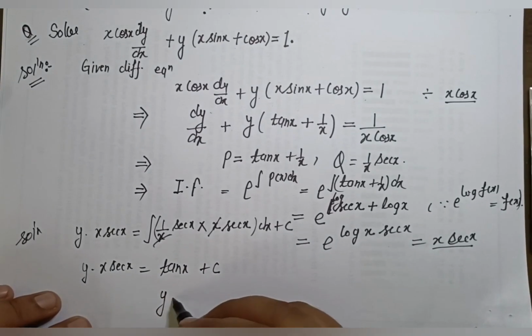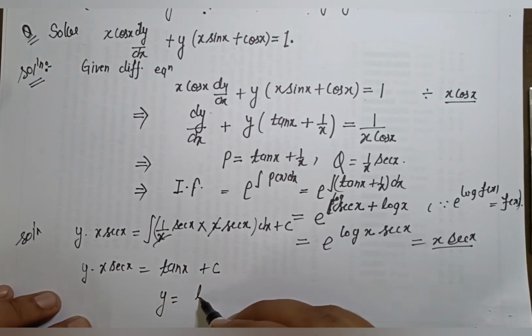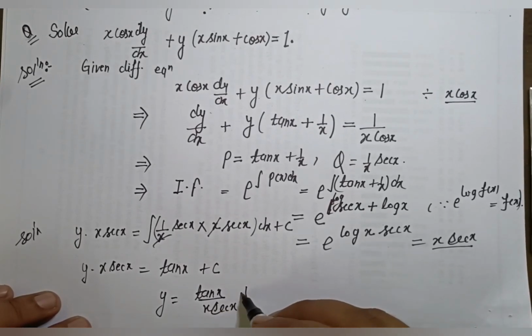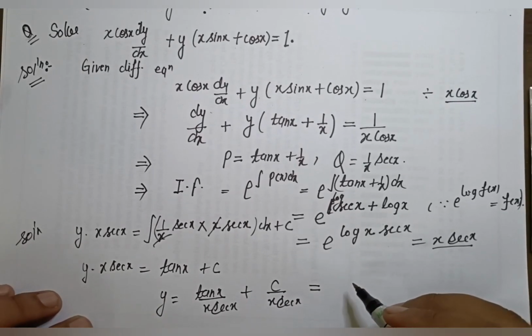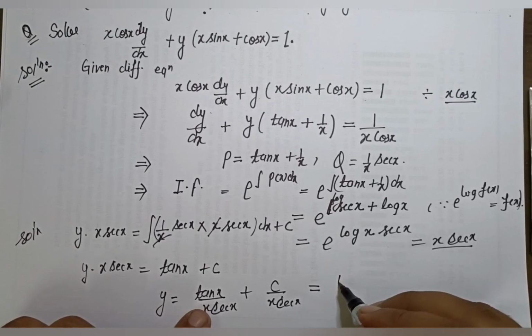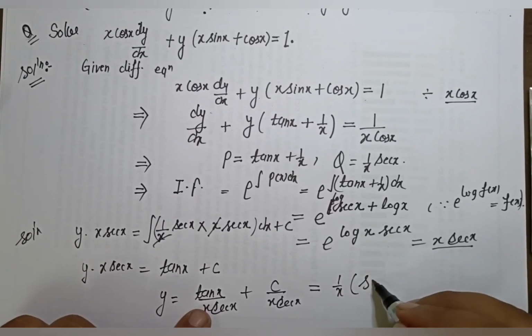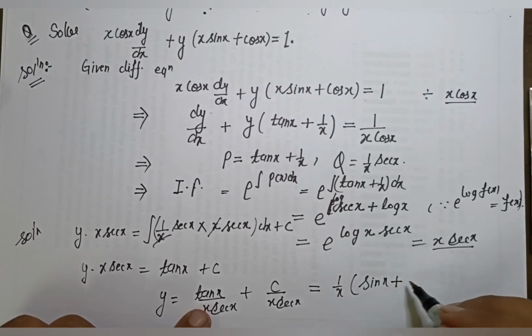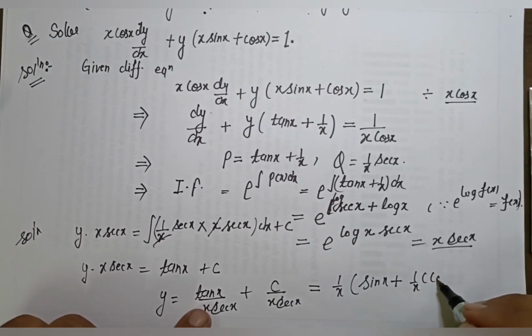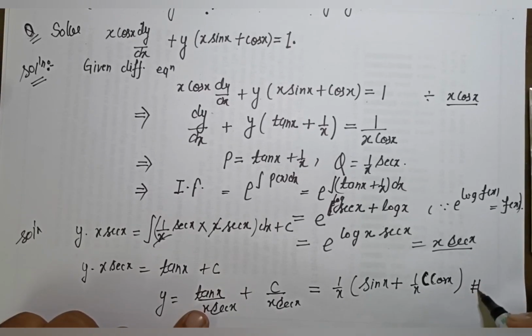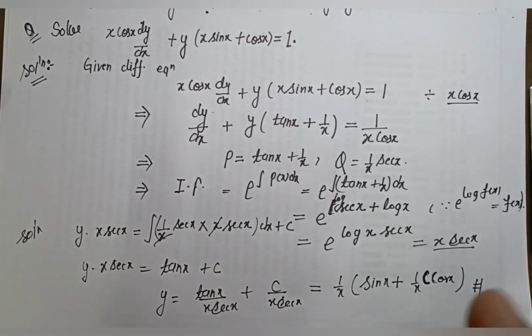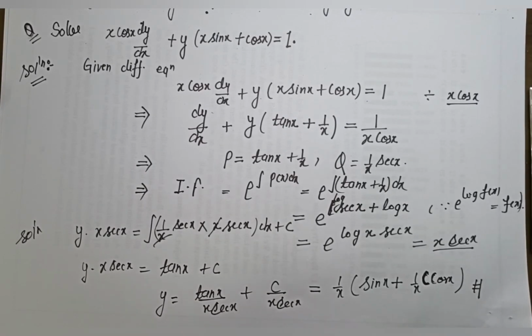So what about the solution? y equals tan x divided by x sec x, and then plus c upon x sec x. So you can simplify it, and you can write it as 1 by x and sin x, and then plus 1 by x times c cos x. It is c, constant type c. c cos x. So which is the required answer. So you can follow the simple steps to find the solution of the linear differential equations.